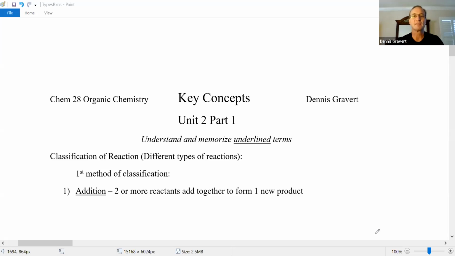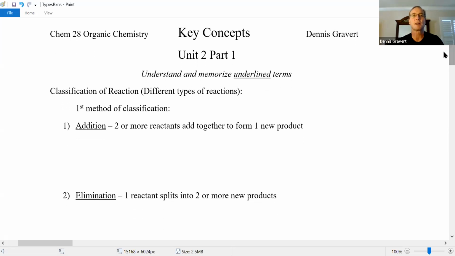Okay? All right. So we're in Key Concepts, Unit 2, Part 1, talking about different ways to classify reactions. And there's two general methods on how we can classify all the different types of organic chemistry reactions. Here's the first way. They're according to reactants and products. We kind of look at them that way.